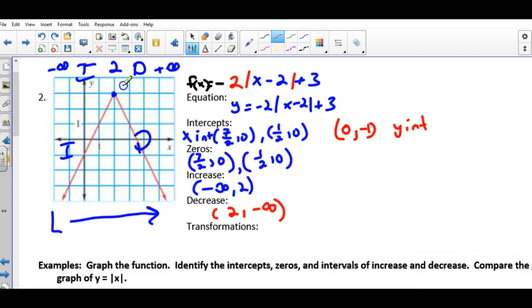And the reason I say 2 is because, again, y'all see the 1 right here? And then that's x is 2. These are all x values. Increasing and decreasing is always x values. Then our transformations.